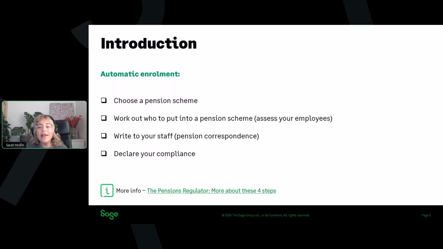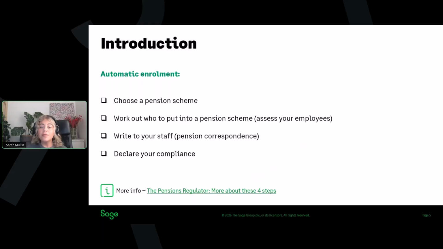I want to start with a quick look at your responsibilities as an employer when it comes to workplace pensions. Every employer has certain duties that they need to carry out, and at the heart of this are the 4 key auto-enrolment duties. First up is choosing a pension scheme. You as an employer will need to select a pension scheme and set it up with your chosen provider. That's going to be the foundation of your compliance.